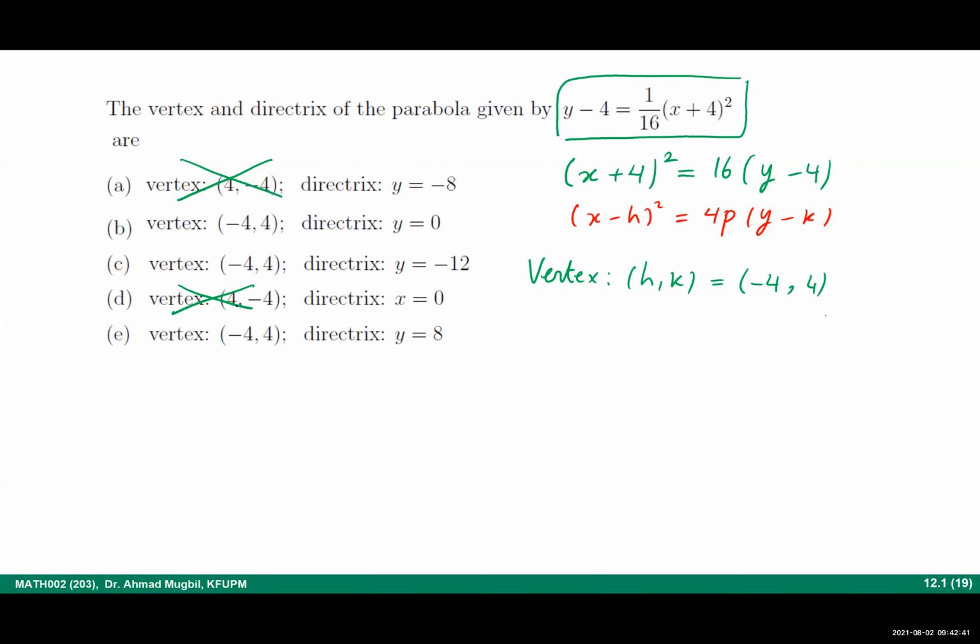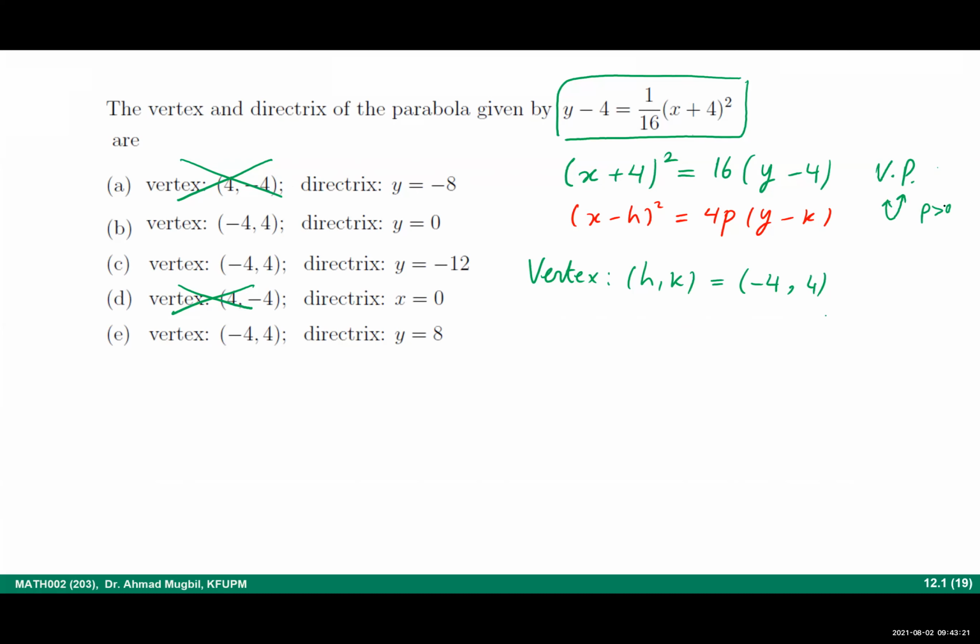Okay. Now, after finding the vertex, we need to find the directrix. What will be the directrix, Shabab? First of all, you should know whether this parabola is horizontal or vertical. It is a vertical parabola. Does it open up or down? Up, because p here is positive, so it opens up.